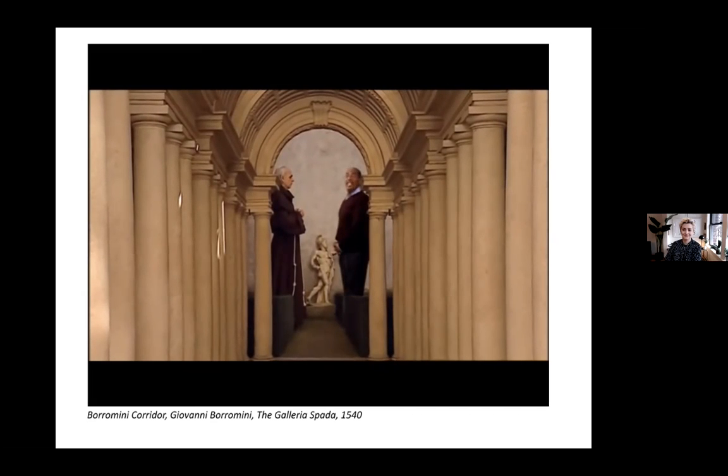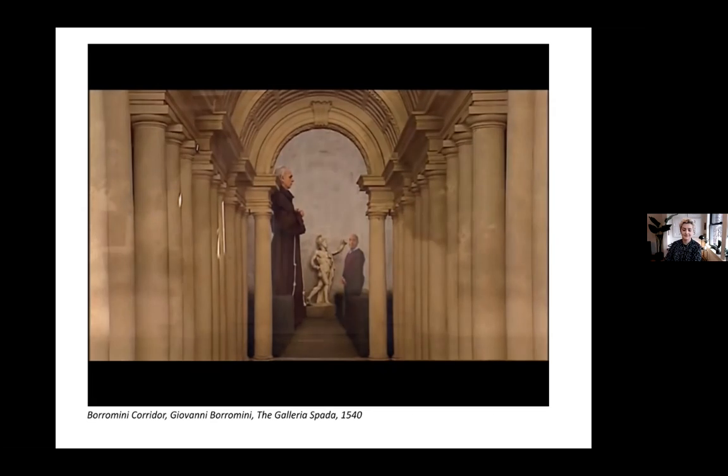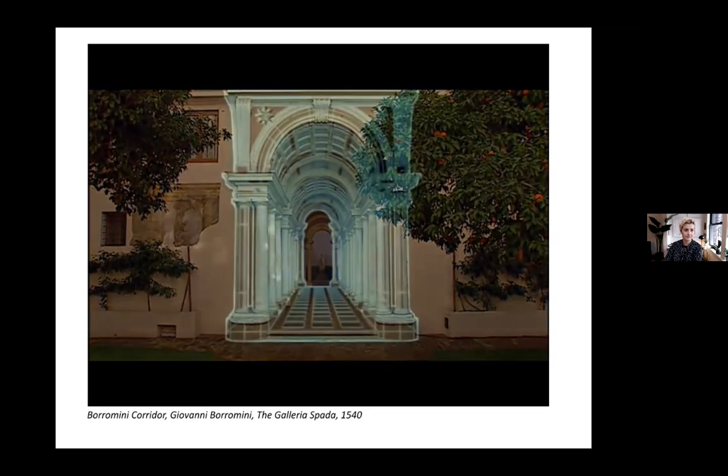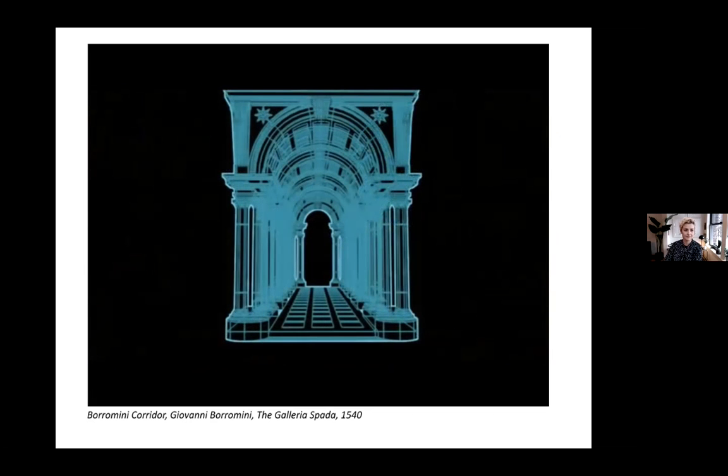And here I am, the wrong size. This is how short I need to be to make the illusion work. The colonnade is meant to seem more than 60 feet in length, but in reality, it's only 24 feet long, less than half of what it seems to be.